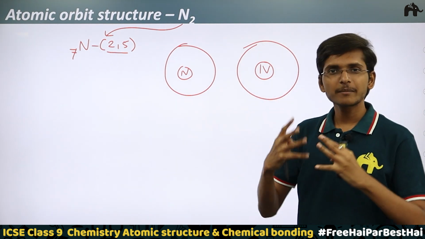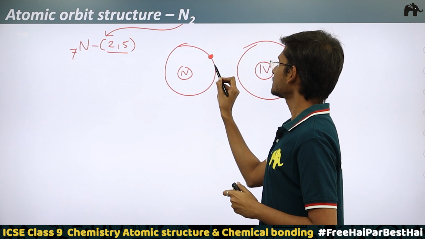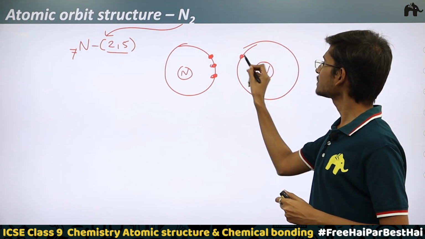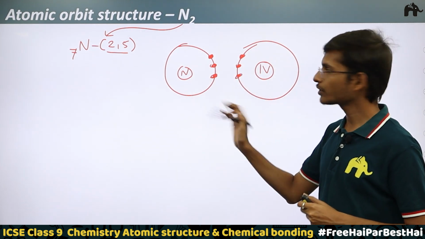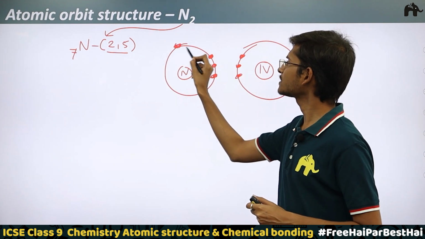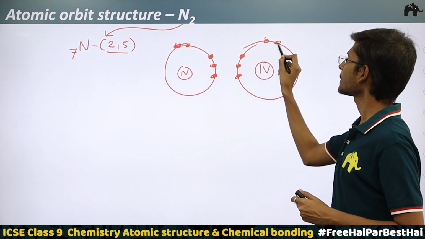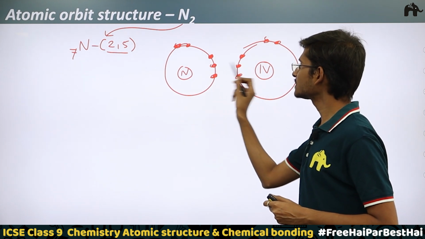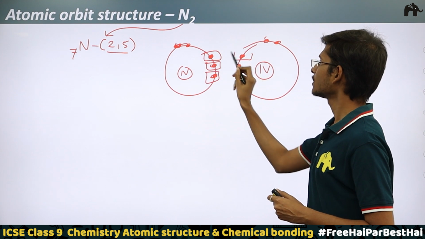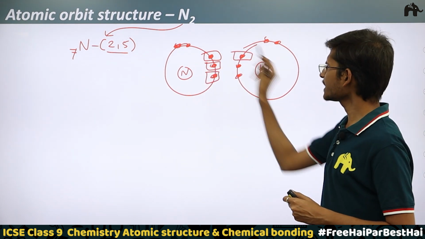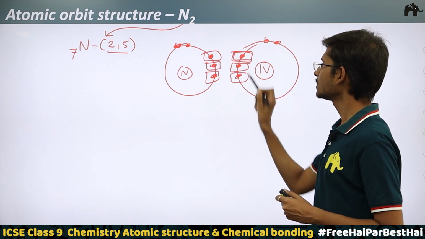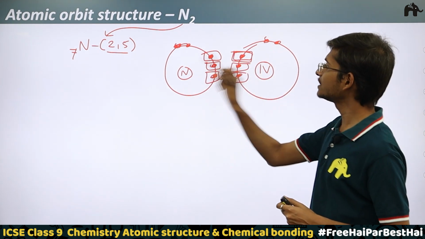Now what would happen? Here these are the 3 electrons in the outermost shell of the nitrogen atom, and here the 3 electrons in the outermost shell of the other nitrogen atom. The remaining are 2 electrons each, so I'm drawing 2 electrons here and 2 electrons here. When they share these 3 electrons, the 3 electrons of this nitrogen atom get shared with this nitrogen atom, and the 3 electrons of this nitrogen atom get shared with the other nitrogen atom.